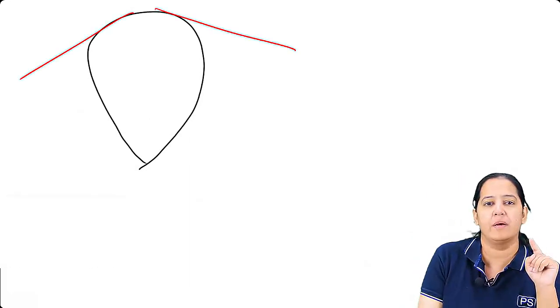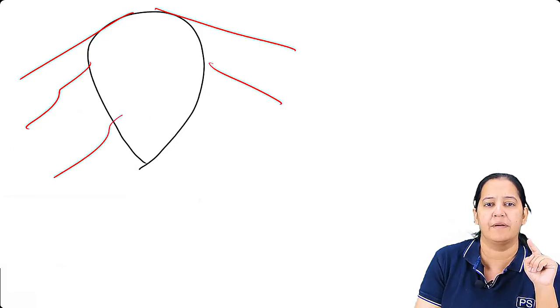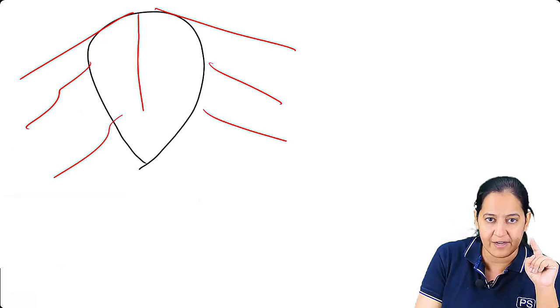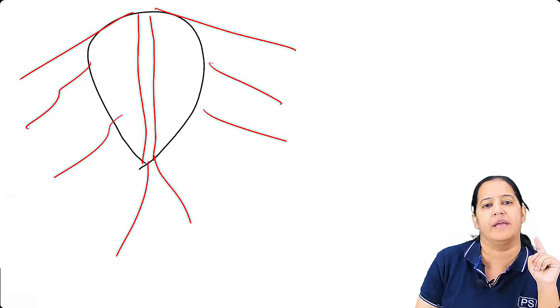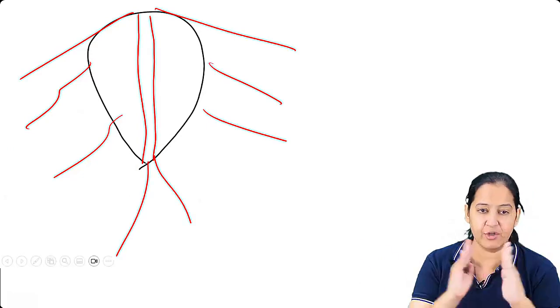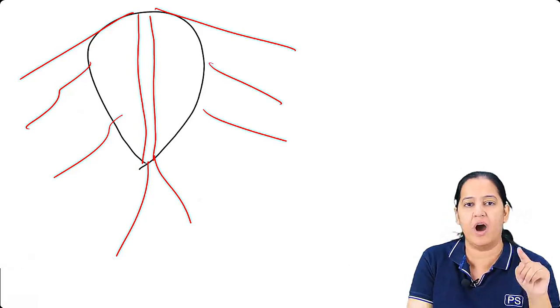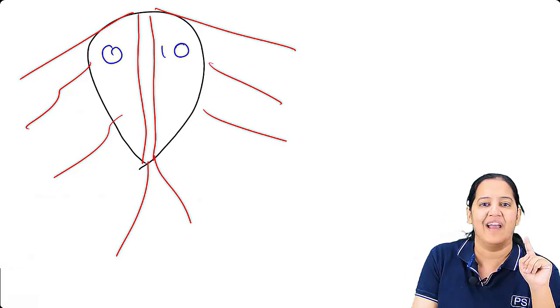Now draw 4 pairs of flagella. So pair number 1, pair number 2, pair number 3 and pair number 4. The intracellular portion is known as axoneme and then it is coming out. It's like this. So axoneme is dividing into two halves. There are two nucleus and two parabasal disc.